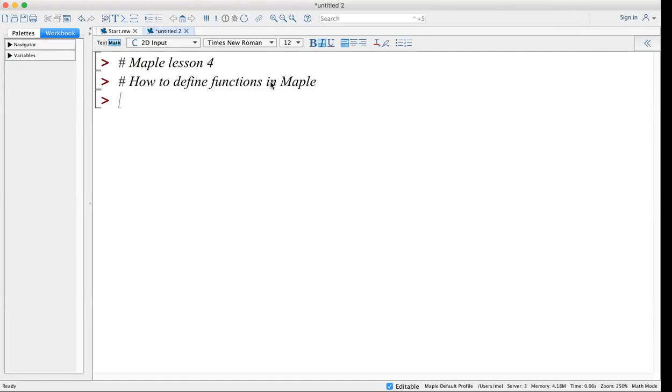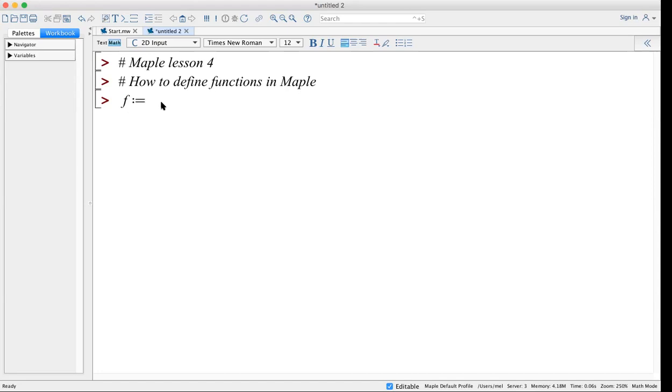It doesn't matter what letter you want to use to denote the function, or what word, or what variable you want. But if you want to define, for example, the function f of x equal x squared, we write f and then colon equal. Colon equal is the assignment operator in Maple. It assigns a value to a variable. In this case, the variable is f, which is going to be the function.